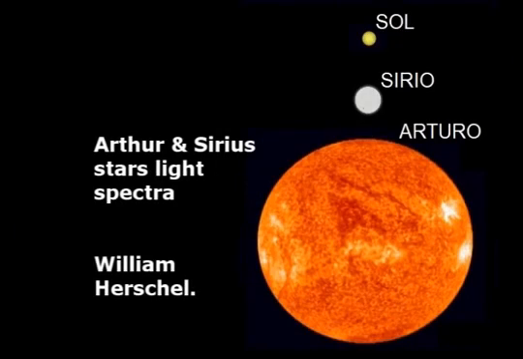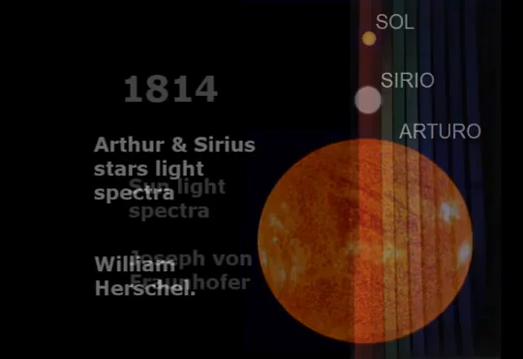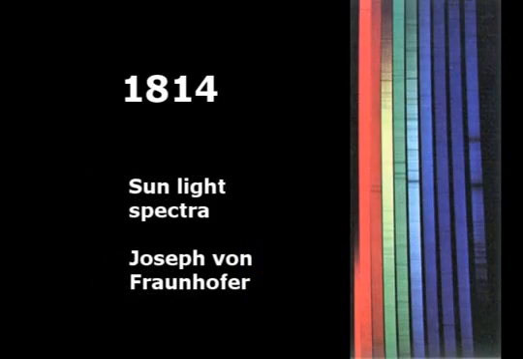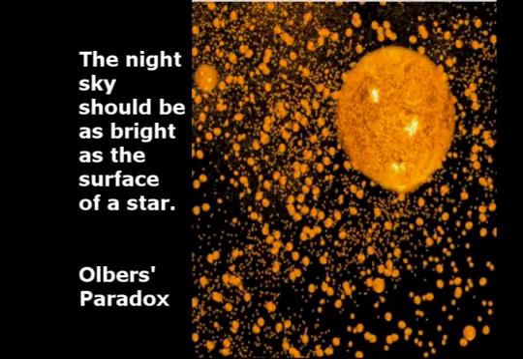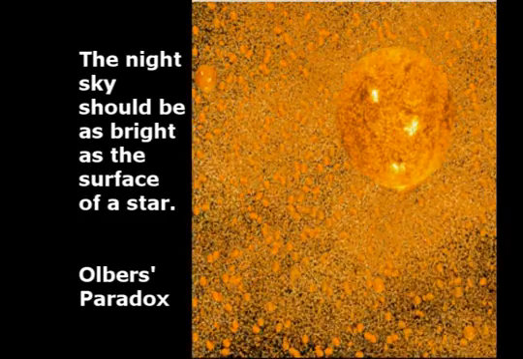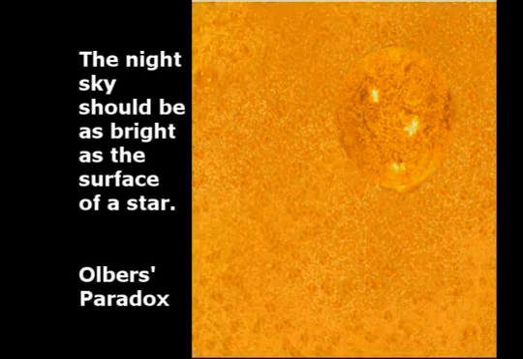The physical laws used for calculating orbits, trajectories, movements, and interactions of objects in the universe were formulated by Newton. Arcturus and Sirius stars' light spectra were first described by William Herschel. The lines of the sun's spectrum were classified by Joseph von Fraunhofer. In an infinite and static universe, the night sky should be as bright as the surface of a star. This was the approach of Heinrich Olbers, a matter that was called Olbers' Paradox.